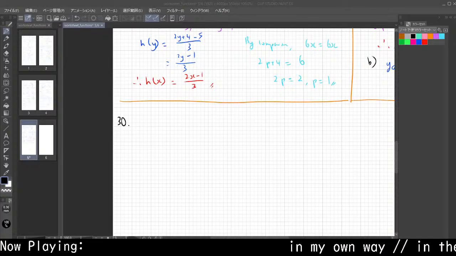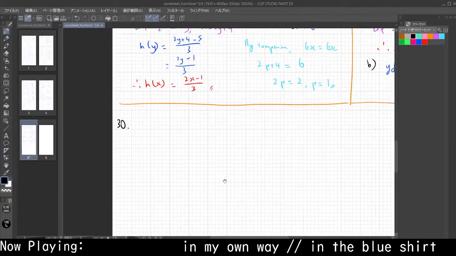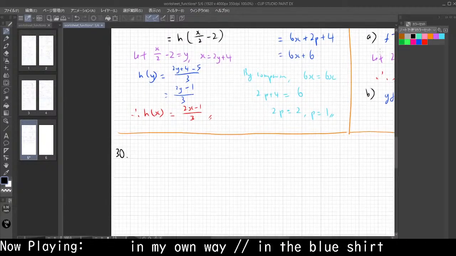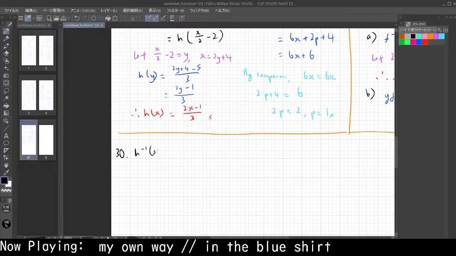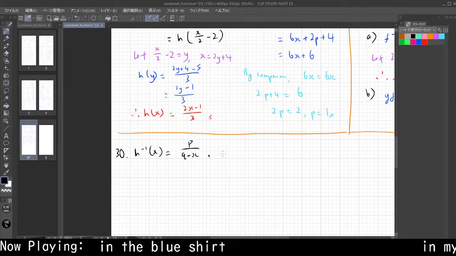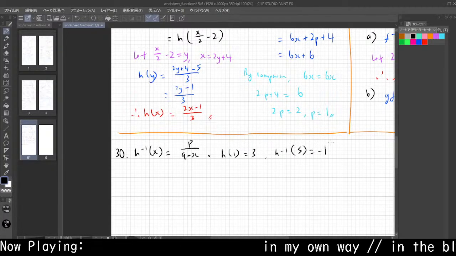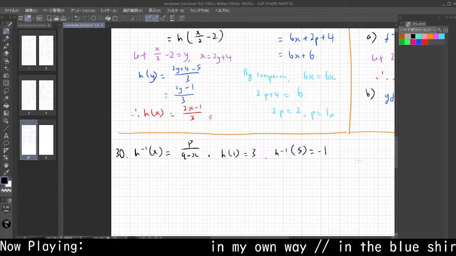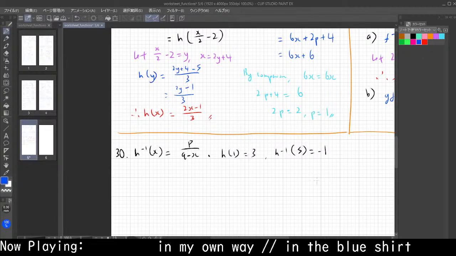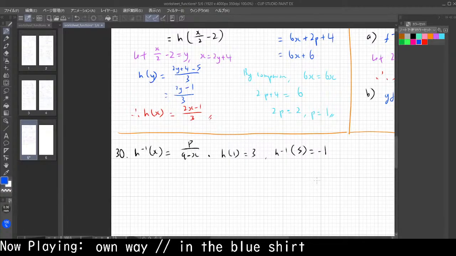Okay, 30 is given that h inverse x equals p over q minus x. We are given that h(1) equals 3 and h inverse 5 equals negative 1. Find values of p and q. So for this one, conditions are given already, so you just substitute. You basically just substitute and do simultaneous equations.